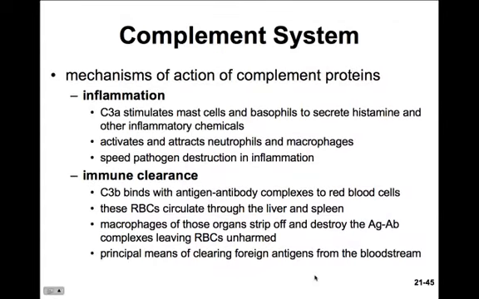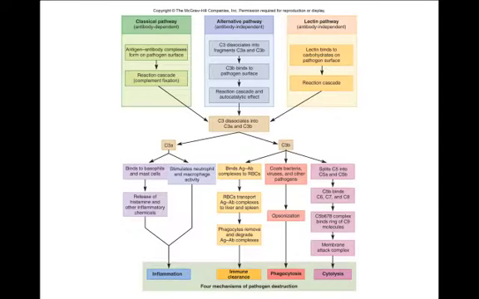So in the mechanism of inflammation, we'll see that C3a stimulates all the mast cells and the basophils. They secrete histamine and other inflammatory chemicals, which activates and attracts the neutrophils and the macrophages, and it speeds the pathogen destruction in the inflammation. You can see this pathway right here.